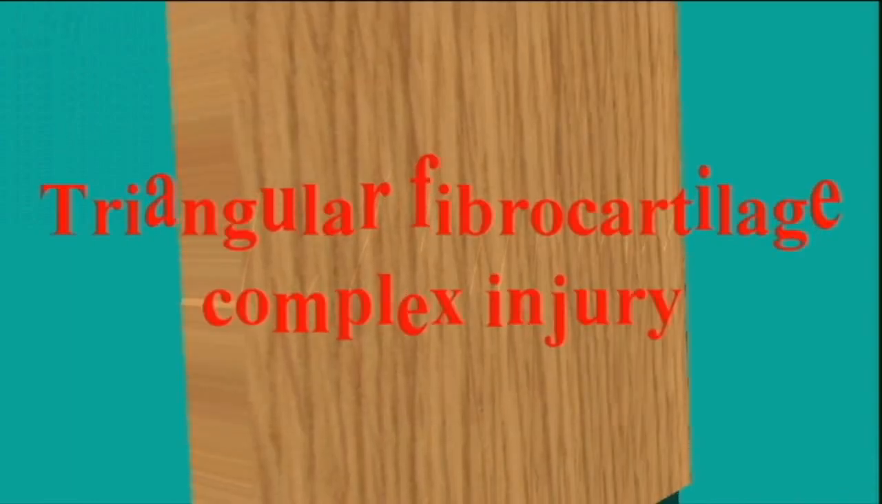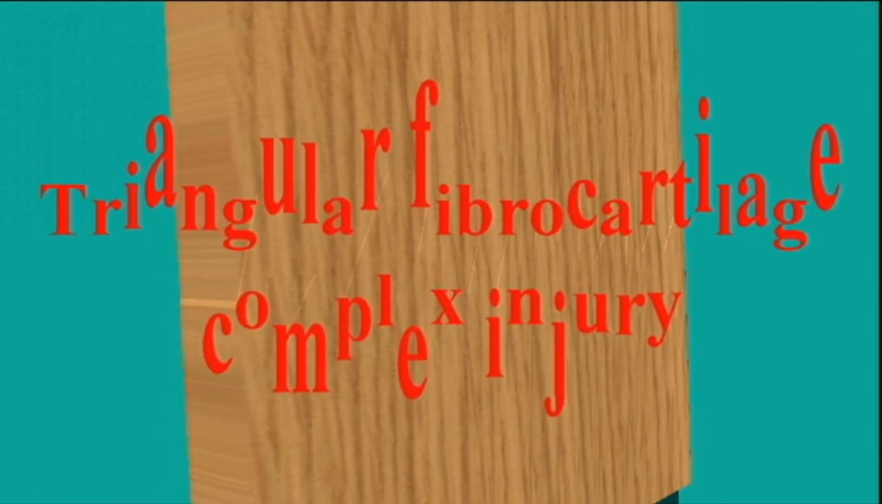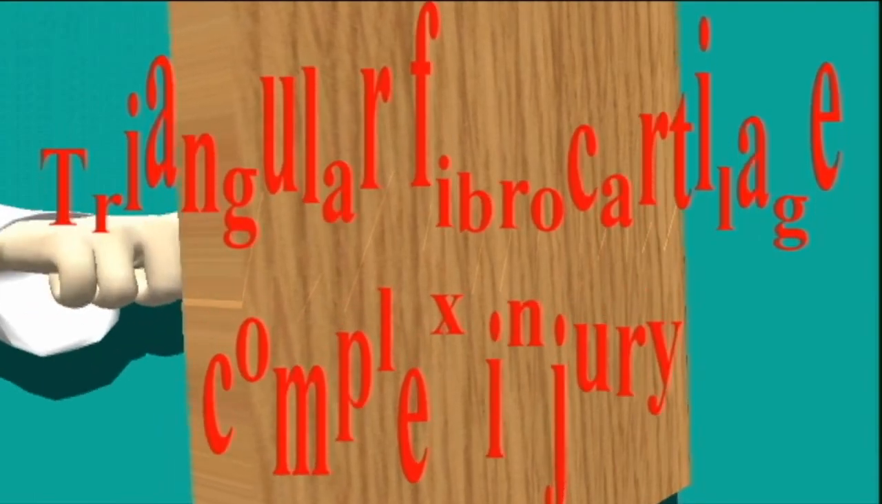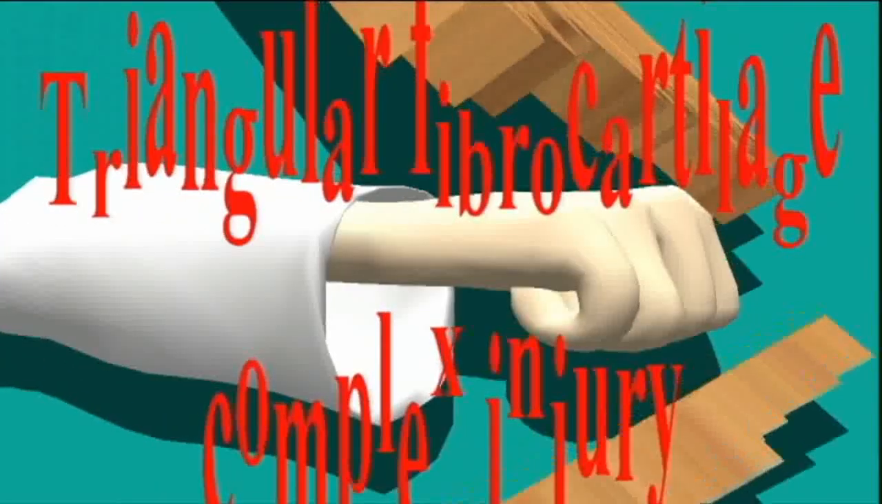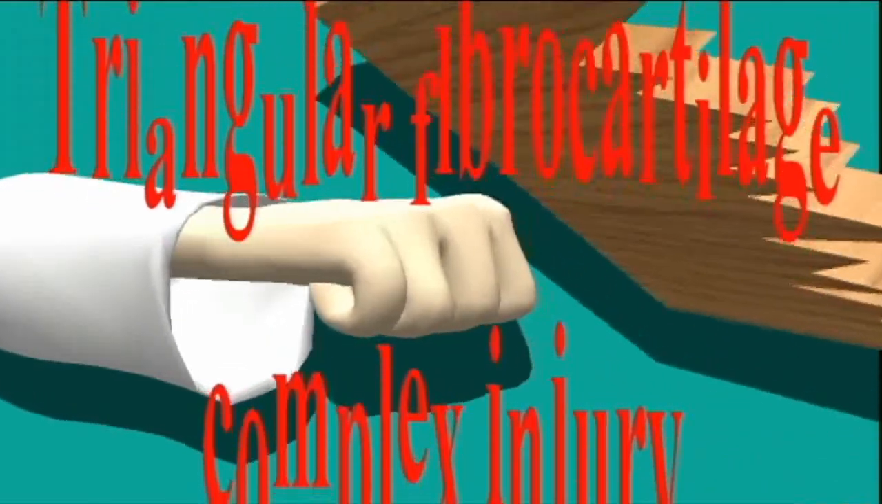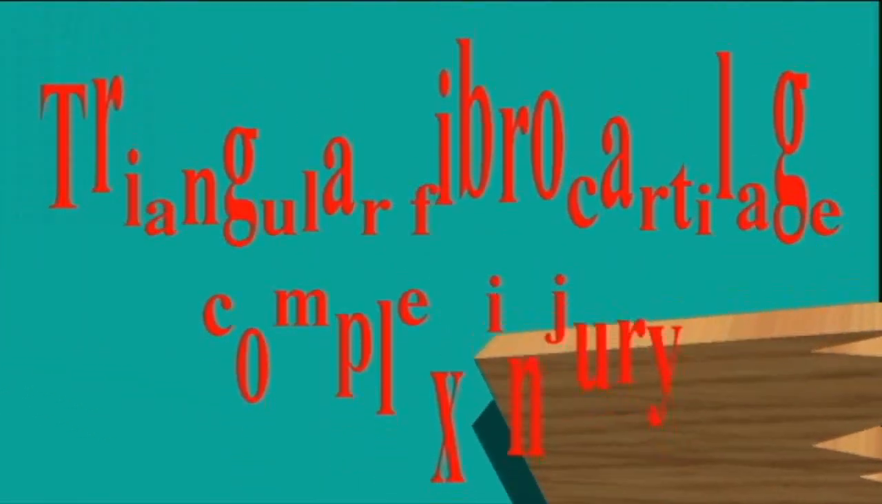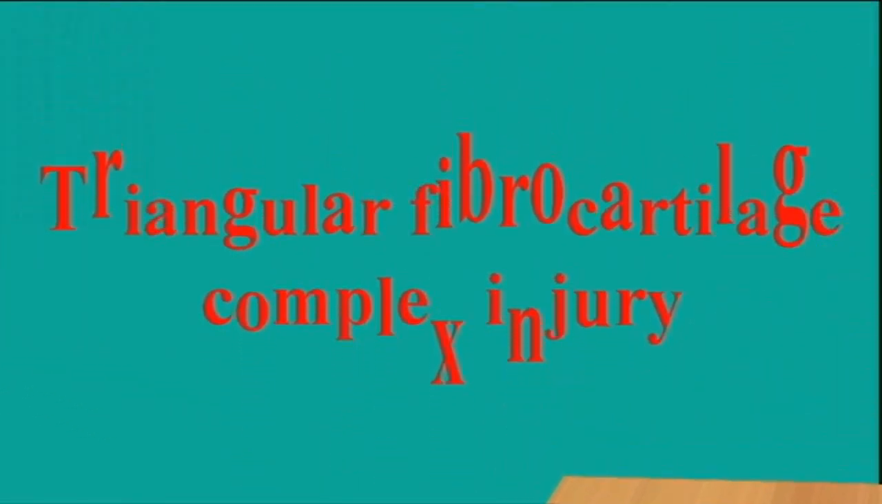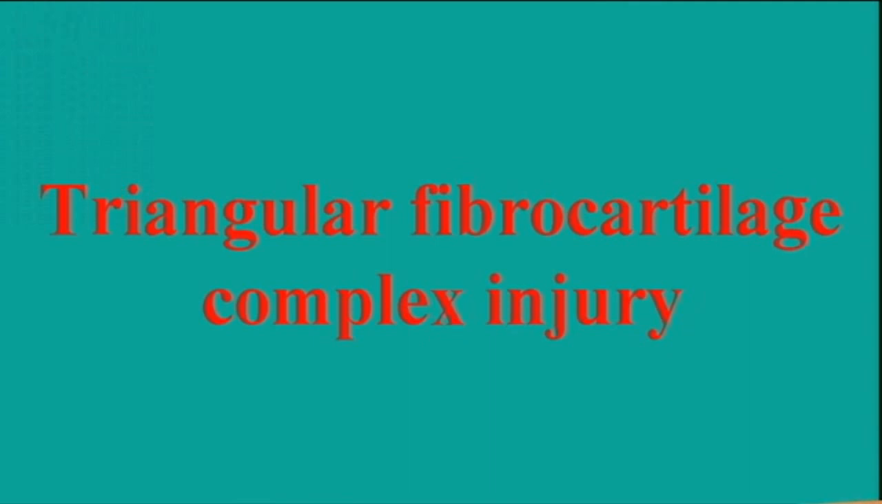Triangular fibrocartilage complex injury. The triangular fibrocartilage is located on the pinkie side of the wrist. It acts as a cushion and support for the small bones. The cartilage can wear away over time or tear due to an injury.